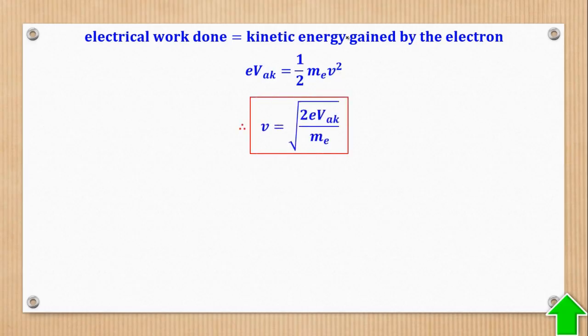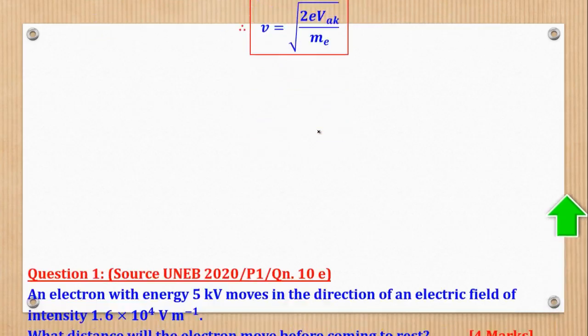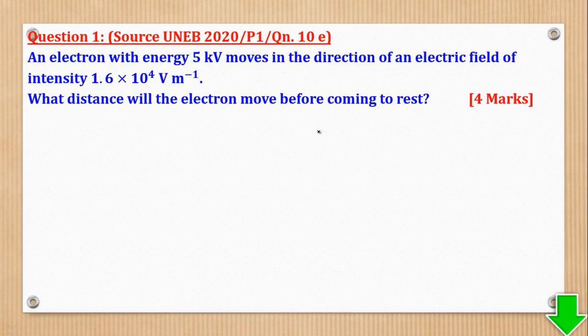And remember, you're interested in getting the speed. So when I make V the subject, I'll come up with this expression: 2eV divided by m. So before we go to the other parts, let's first look at the calculations which involve speed of an electron.